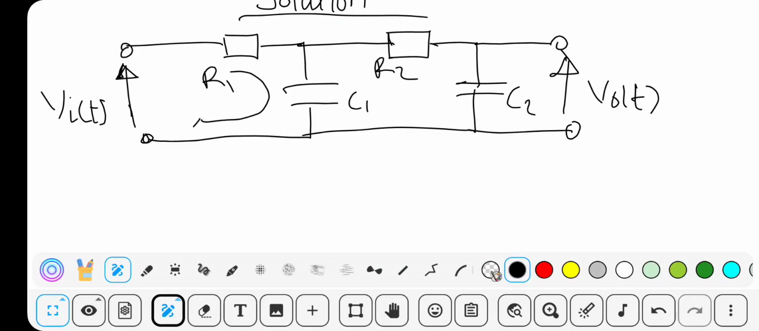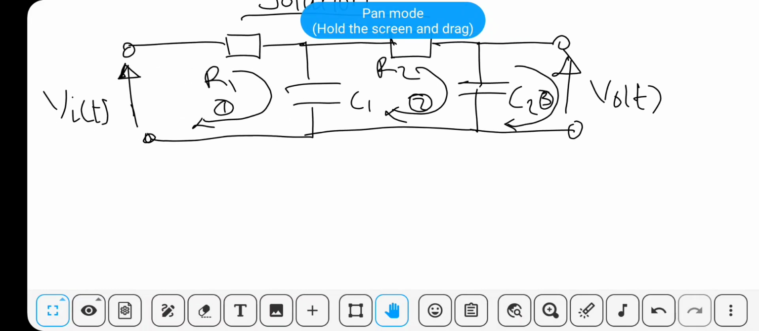So I'm going to use mesh analysis for this circuit to solve this particular question. There are many other methods you can use, but I'm going to be using mesh analysis because I like using that method.